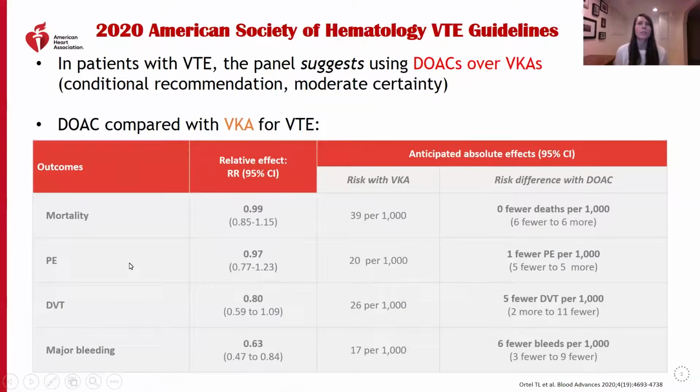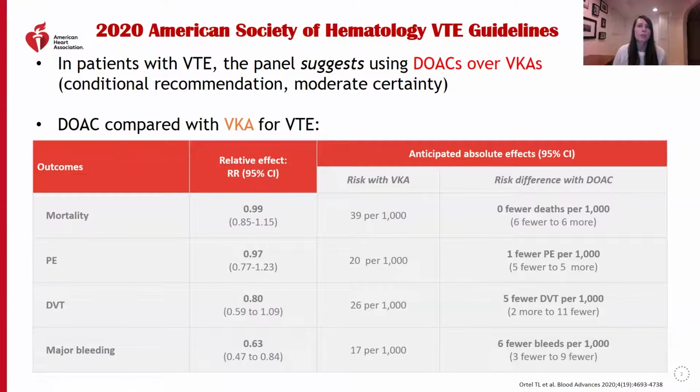The first direct oral anticoagulant was approved by the FDA in 2010, and others emerged shortly after. For most patients, DOACs are preferred over vitamin K antagonists for VTE treatment. This is a recommendation supported by the 2020 American Society of Hematology VTE guidelines, shown here. This table shows the primary reason: DOACs have higher efficacy, fewer risks such as major bleeding, and lower rates of mortality when compared to vitamin K antagonists for VTE treatment.